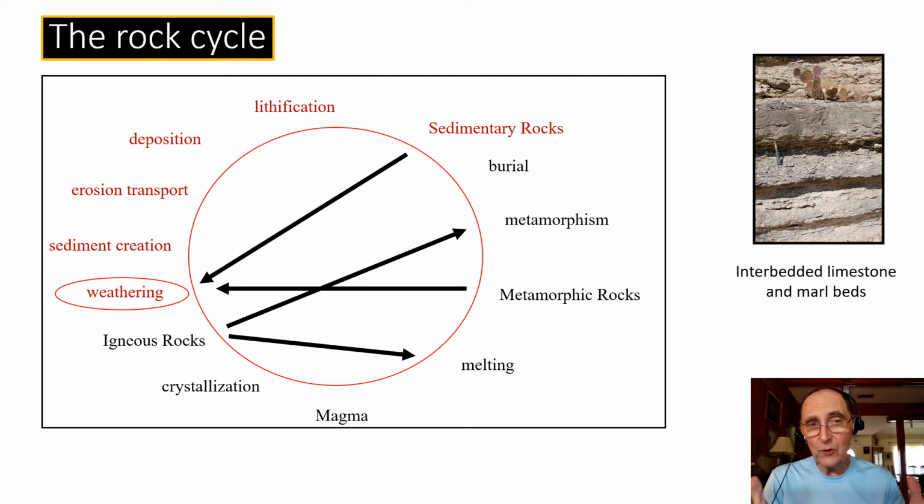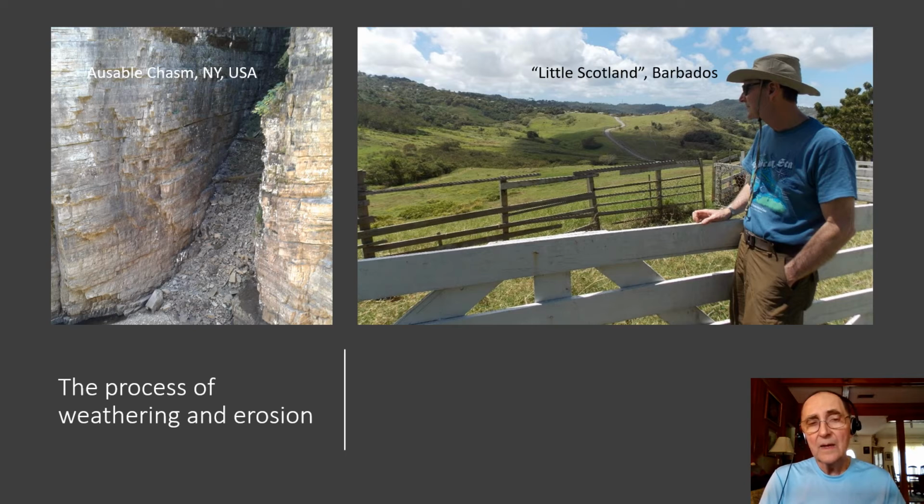In terms of the rock cycle, which we discussed in part one, we're going to concentrate on the process of weathering as it is circled on the diagram. The picture on the left is an example of physical weathering. You can see sediment being transported down this ravine, down to the main channel at Ausable Chasm in upstate New York. Picture on the right, I'm surveying some of the erosional landscapes in the area known as Little Scotland on the island of Barbados.